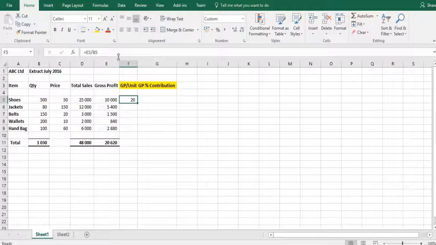Now this is relative referencing, and it will change as we copy the formula down. So if I copy this formula to the next line, we see that it changes to E6 divided by B6, and so it will all the way down.